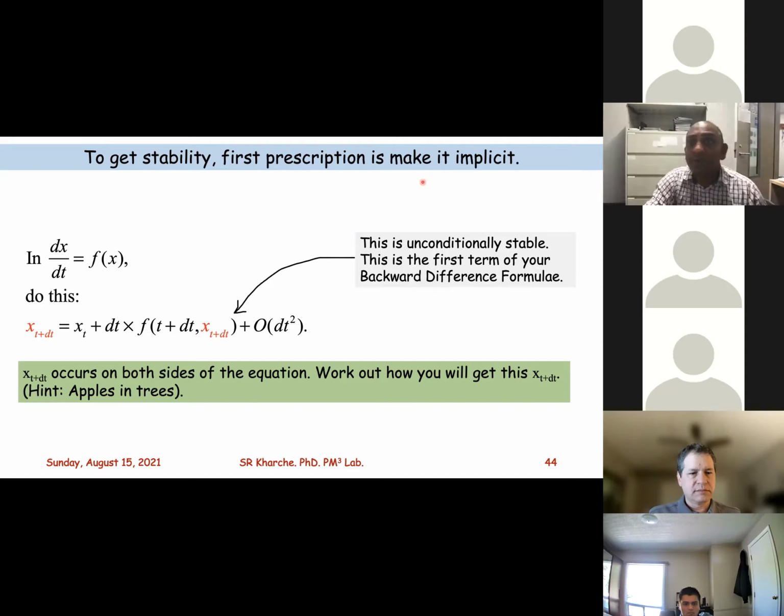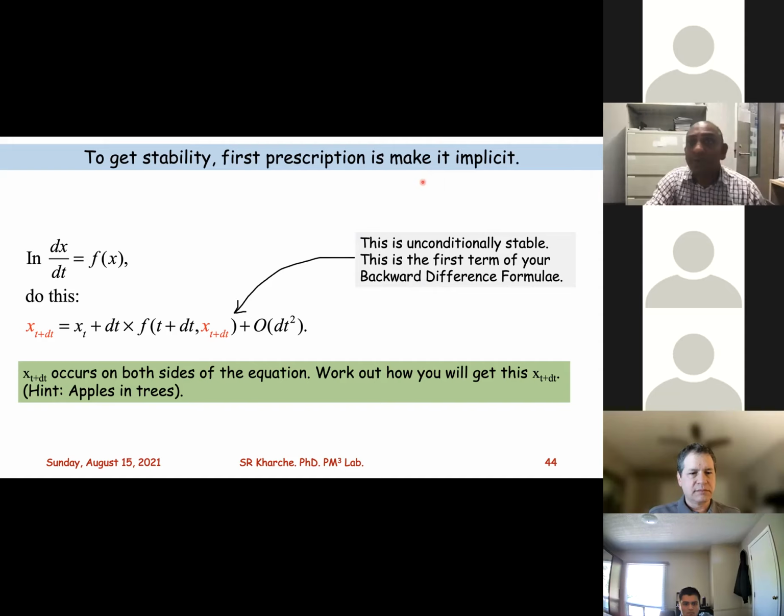If you have a differential equation of this kind, dx by dt is f of x, then the value of x at the next time t plus dt is worked out by taking the value of x at time t, so you know the value of x at time t, and to that you add dt multiplied by the function f worked out at time t plus dt. Okay, and since f is worked out at time t plus dt, the x also has to be at time t plus dt, and therefore you can appreciate that on both sides of my equal to sign I have x(t plus dt). x(t plus dt) is my unknown, x(t) is my known. Okay, and that is what makes it implicit.